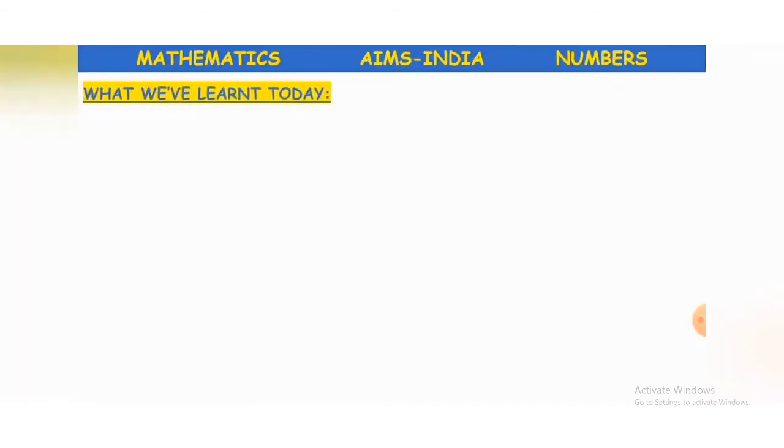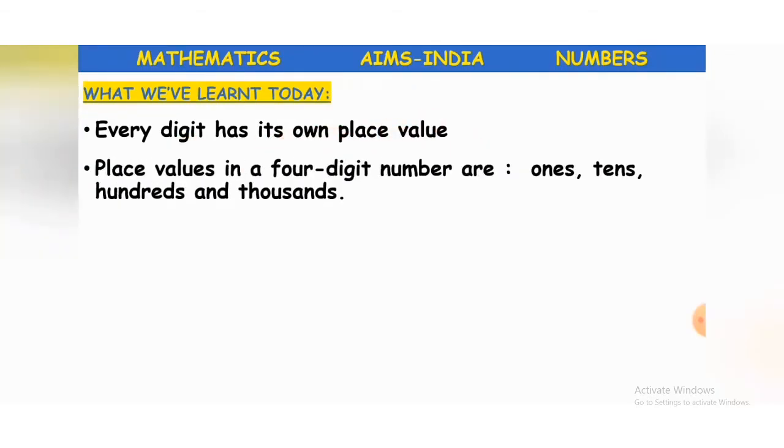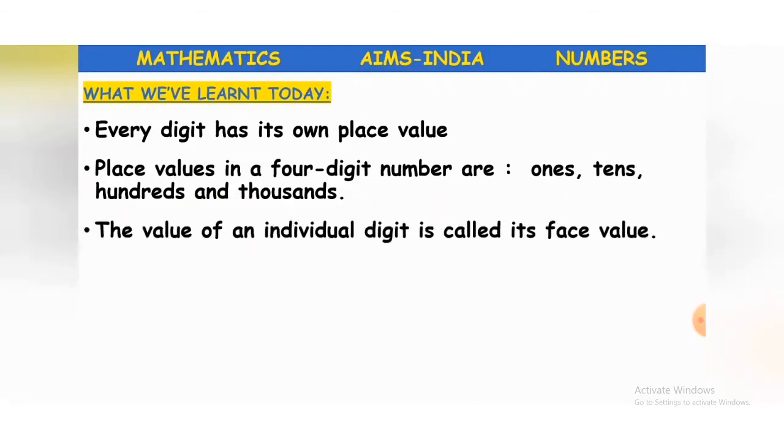Now we've come to the end of today's class. What we have learned today, shall we revise? We have learned that every digit in a number has its own place value, and place values in a 4-digit number start from ones, tens, hundreds and thousands. And the value of an individual digit is called its face value. And what is face value? Face value is always equal to the digit itself.